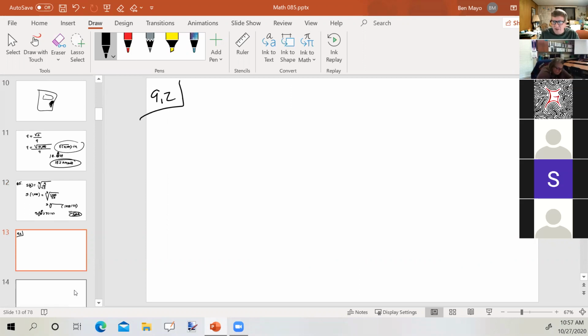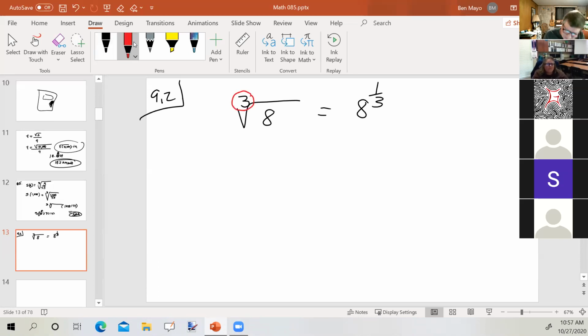The big deal in section 9.2 is this. The index of a radical is the denominator of the exponent if you write it in exponential form. All right. The cube root of 8 would be 8 to the 1/3 power. The index on the radical is the denominator of the exponent if you write the problem in exponential form. So the cube root of 8 would be equal to 8 to the 1/3 power. Let's say we had the cube root of 8 squared. That would be equal to 8 to the 2/3 power.